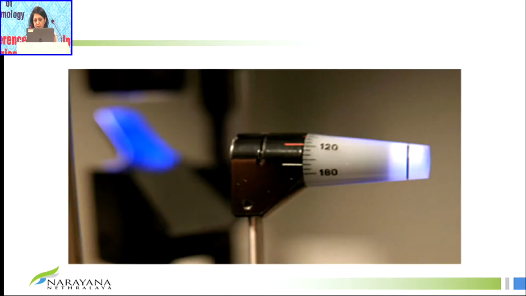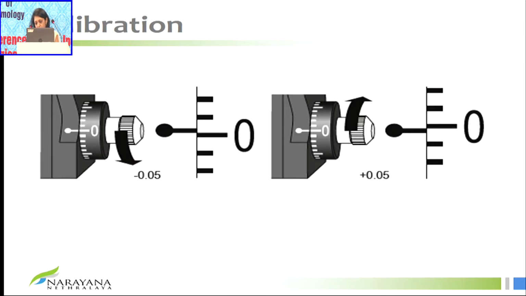So in an eye which has high astigmatism, say if somebody has -5 into 120 degrees, then you keep this red mark that is seen here on the prism at 120 degrees and take the readings, you're likely to get a more accurate reading.